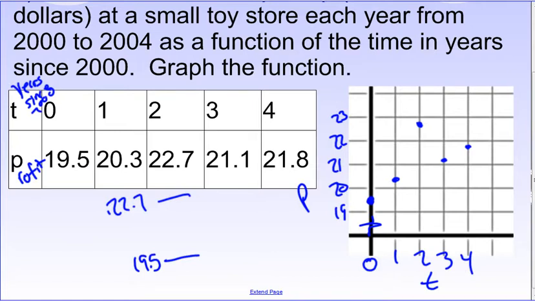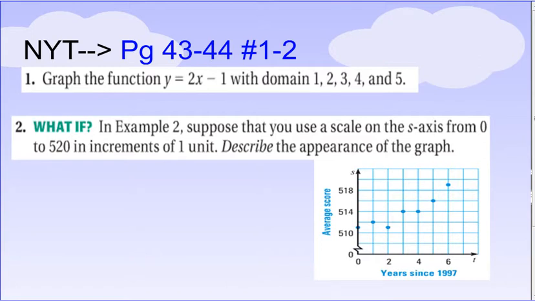All right, so 2 problems to try out of the textbook. Number 1 says graph the function, and unfortunately I didn't give any graph space on your paper. My bad. You can just make a little XY table or a little XY grid, hopefully neater than mine, like that. Maybe on the bottom, or on a separate sheet of scrap paper. That is fine. And then number 2 says in example 2, suppose you use a scale on the x-axis from 0 to 520 in units of 1. Describe the appearance of the graph. So go ahead, do those 2 problems, pause the video. When you're ready to continue, hit play, and we'll go through them together.